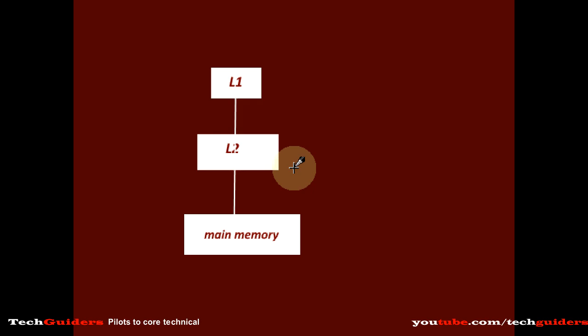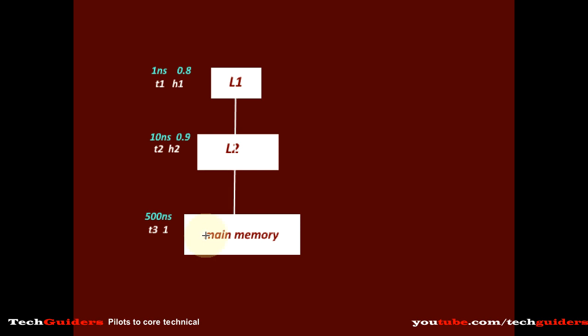Consider an example for a two-level cache system. We have L1 cache, L2 cache and main memory. Let the access time for L1 be 1 nanosecond, hit rate is 0.8, access time for L2 is 10 nanoseconds, hit rate is 0.9, access time for main memory is 500 nanoseconds.